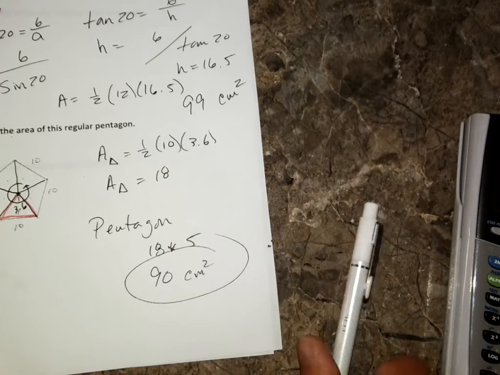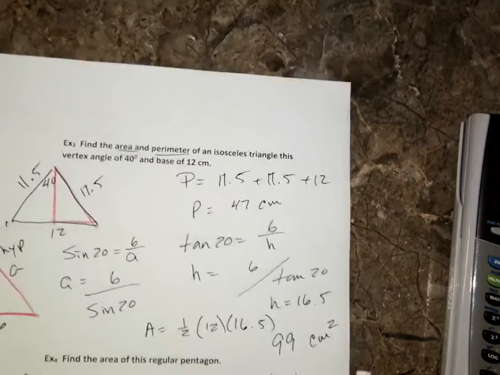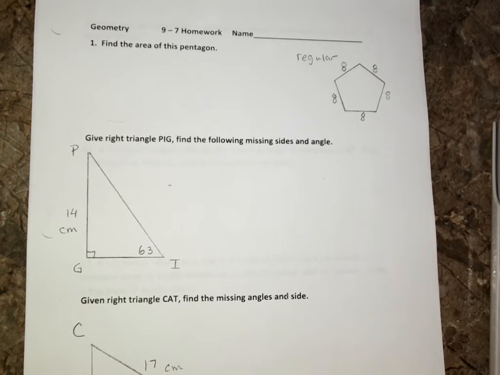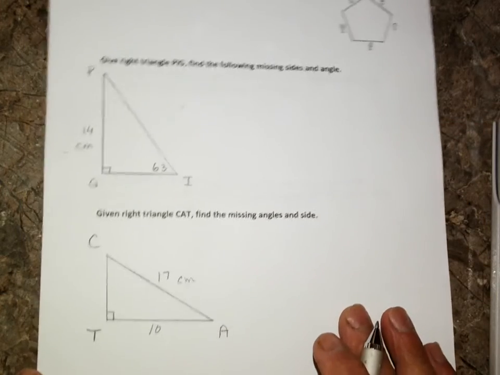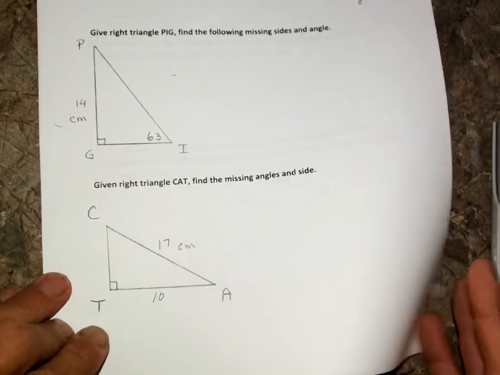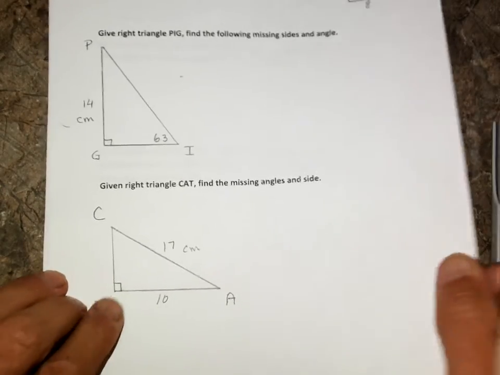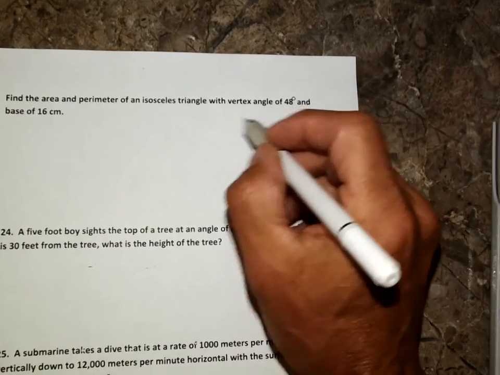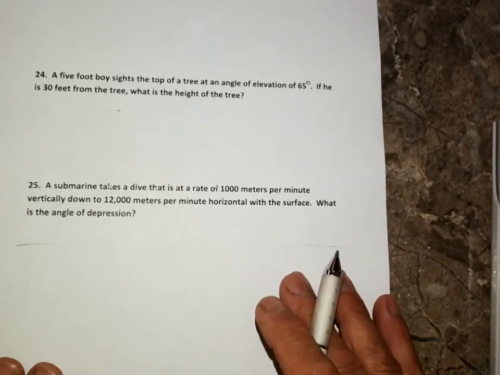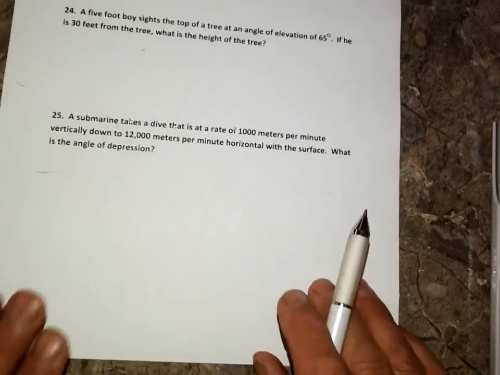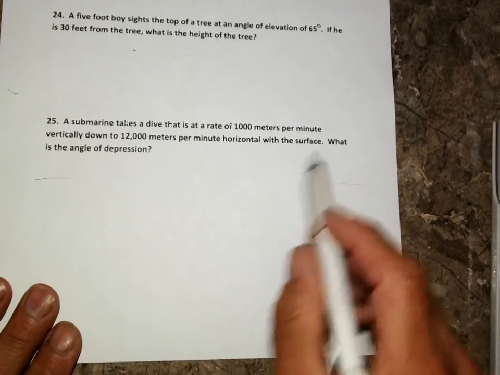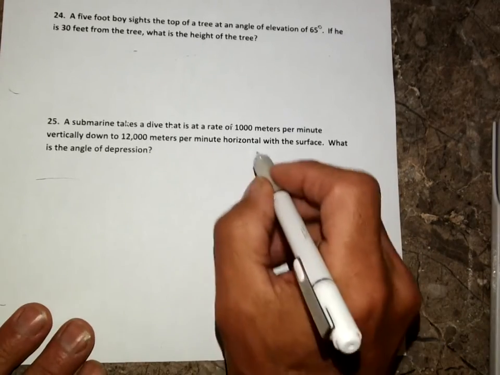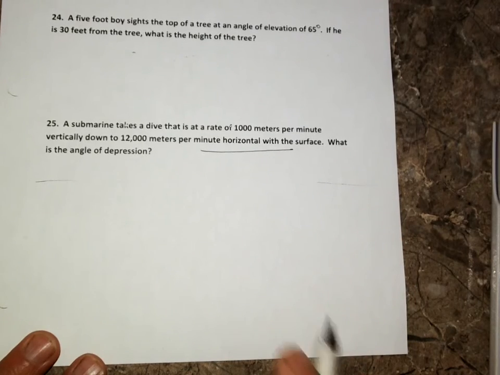Okay, now homework is actually going to be a worksheet, and if you guys need a copy of it, you can, but what I would do is look at it real quickly and just do it, okay? And here, this pentagon. 1, solve this right triangle, okay? 2, solve this triangle, okay? 3, it's going to be another isosceles triangle. 24, it's a 5-foot boy who sights a tree, and 25, the submarine takes a dive. So it's going down, it's going to have an angle of depression. So go ahead and take a look at this.